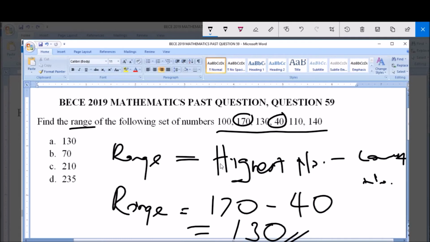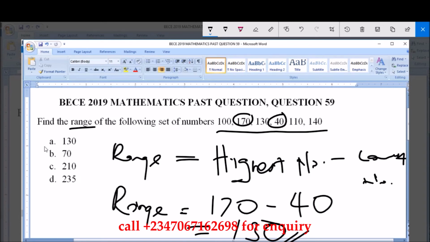Remember, I told you that range simply means what? The highest number minus what? The lowest number, and the highest number here is 170 while the lowest number is 40. Now we subtracted 40 from 170 and we had what? We have 130. Now let's go to our options and check which of these correspond to our answer.